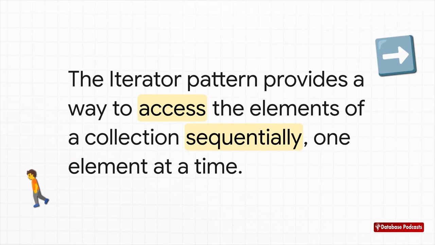Now, if you've ever worked with relational databases, this is going to sound really familiar. It's basically a database cursor. That cursor lets you step through the results of a query, one row at a time, and you don't have to worry about how the database actually stored or fetched that info. The iterator does the exact same thing for your objects.